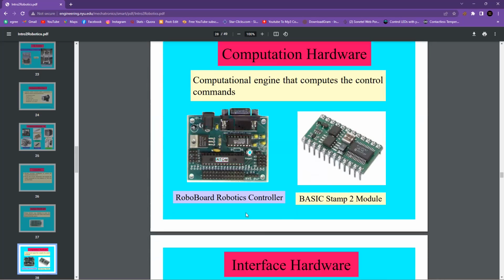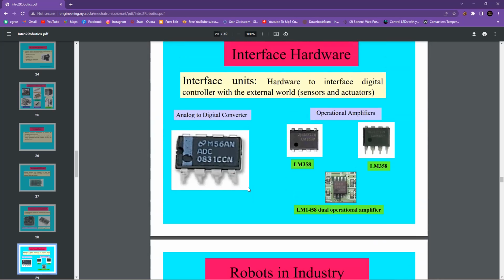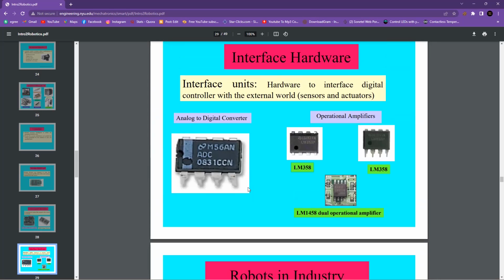We also have computational hardware, computational engines that compute the control command. So that is that for that. And we also have the interface hardware. I'm going to show you an example, so I'm going to stop sharing the screen and I'll show you.